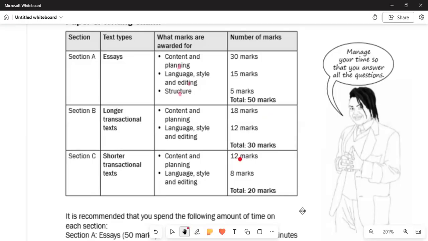So you need to ensure that now we are going to discuss the essays in terms of the formats.